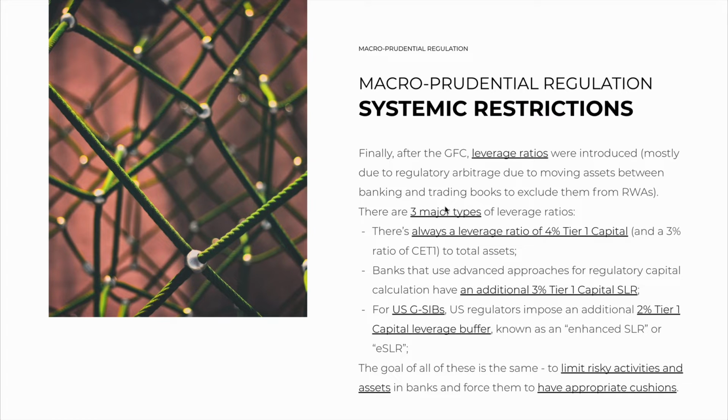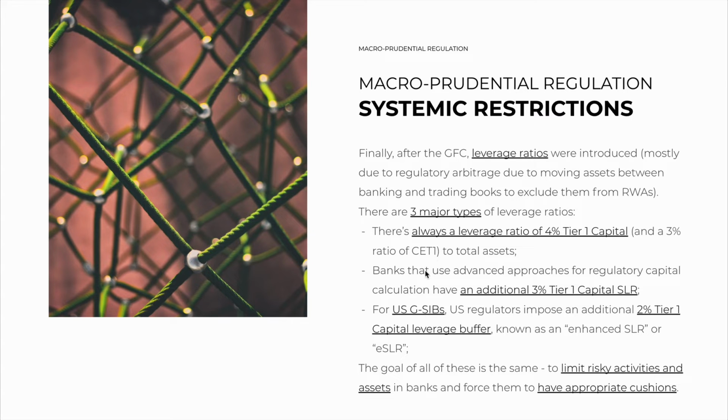There are three major types of leverage ratios. The first leverage ratio, which always occurs, is 4% of Tier 1 capital to the total assets of a bank. And in specific, 3% must be common equity Tier 1. This includes, remember, both risk-weighted assets and all other assets. So if a bank has 100 billion in total assets, they need 4 billion in Tier 1 capital. And within that, 3 billion is common equity Tier 1, period.